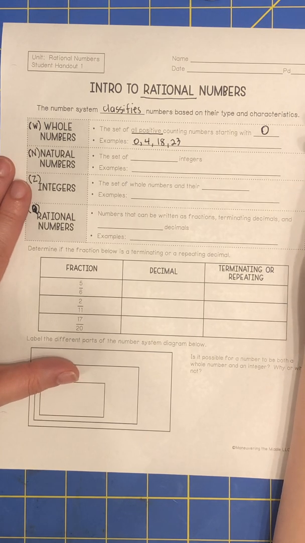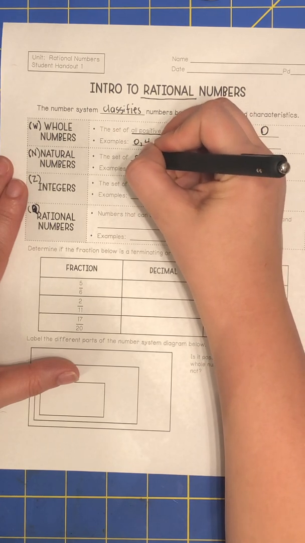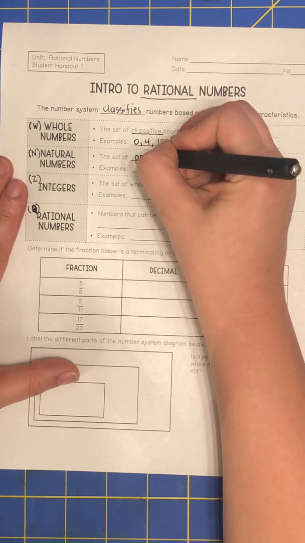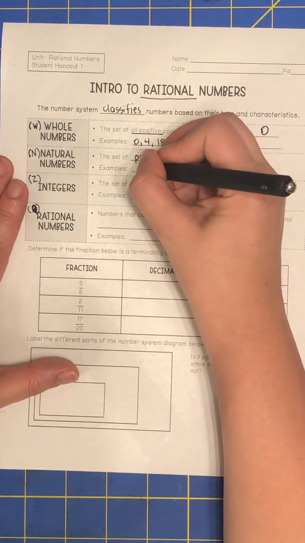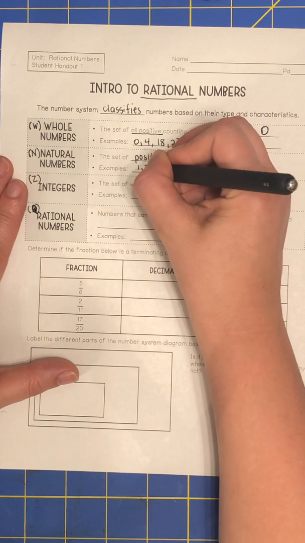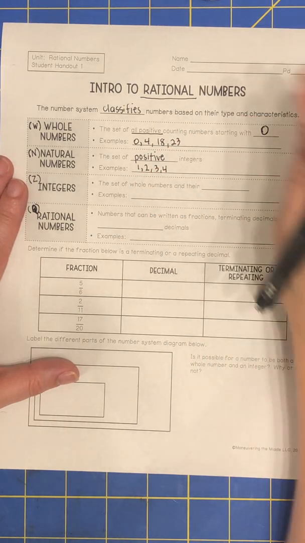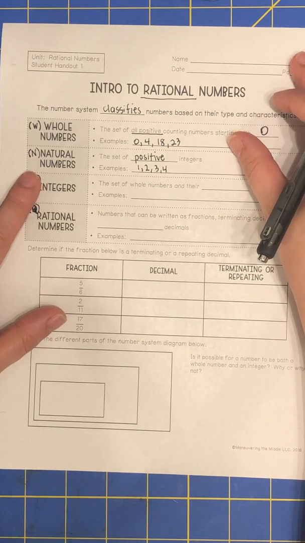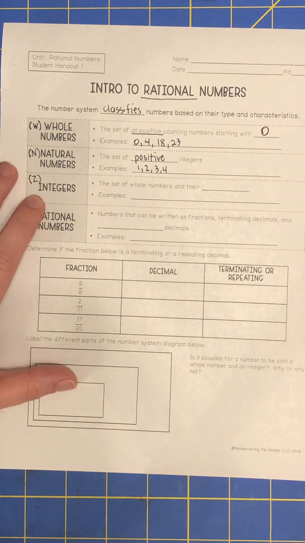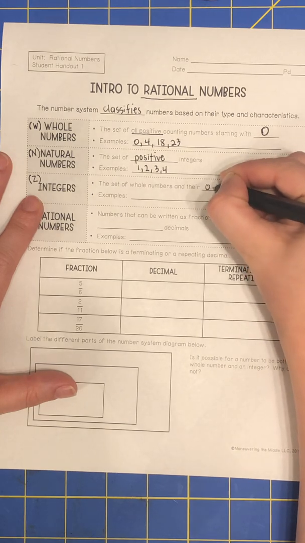Natural numbers are classified as the set of positive integers. So that would be numbers higher than 0. So 1, 2, 3, 4, on and on, positive to infinity, are called natural numbers, and we classify them with the letter N. Integers are the set of whole numbers as well as their opposites.